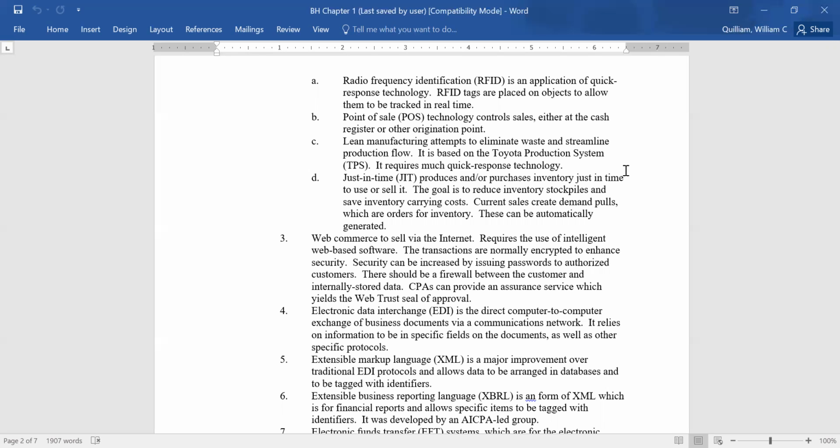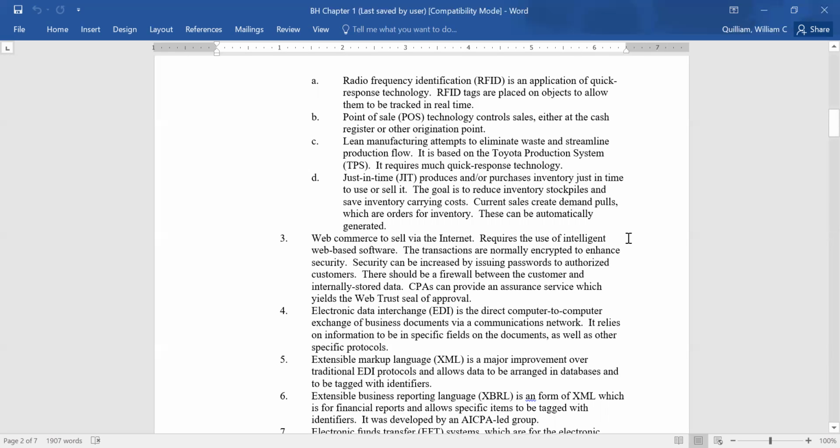And also in managerial accounting and cost accounting, we studied about just-in-time systems. They produce and or purchase inventory just in time to use it or sell it. And the goal is to reduce inventory stockpiles and save inventory carrying costs. And current sales create demand pulls. So it all starts with a sale. A customer wants something, then everything previous in the manufacturing system is pulled. And those generate orders for inventory, such as for direct materials. And these can be automatically generated given a good accounting information system.